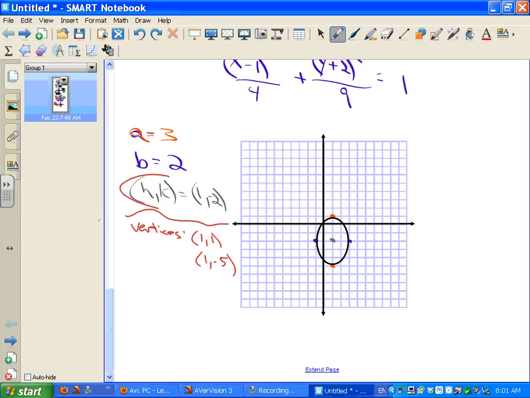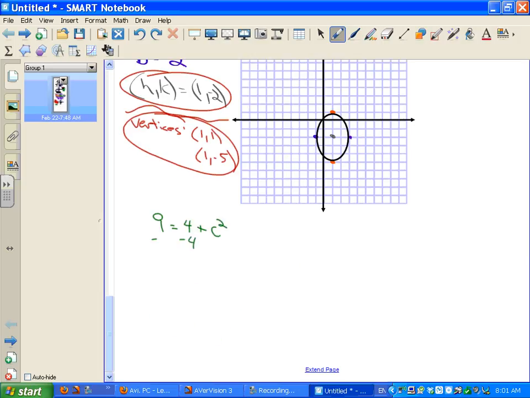We've got my center. I got my vertices. The only other thing that they wanted was the focus. So the focus is going to be a squared equals b squared plus c squared. Subtract 4 from both sides, I get 5 equals c squared. Take the square root of both sides, and c is going to be the square root of 5, which is approximately 2.1-ish.